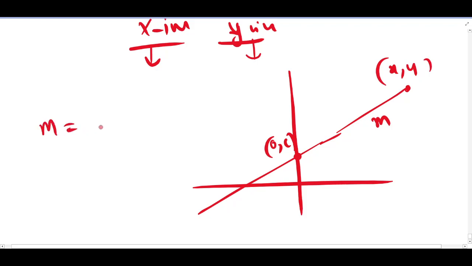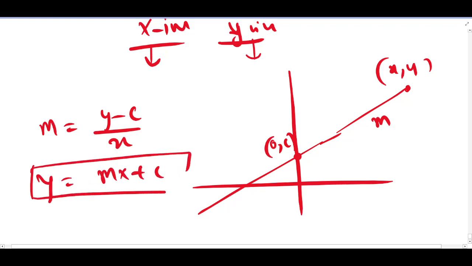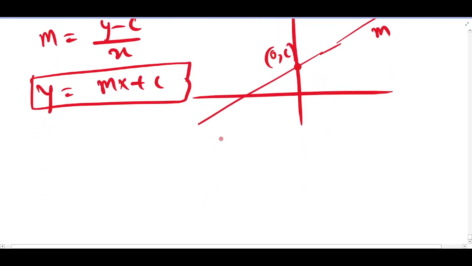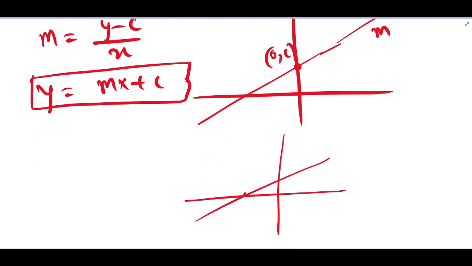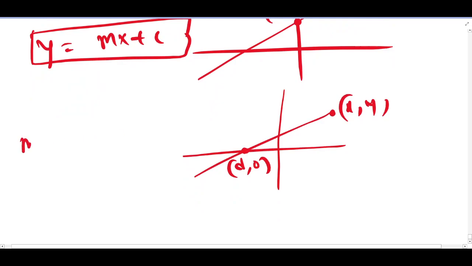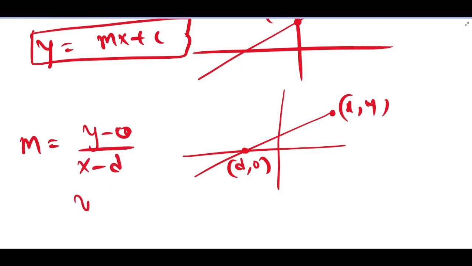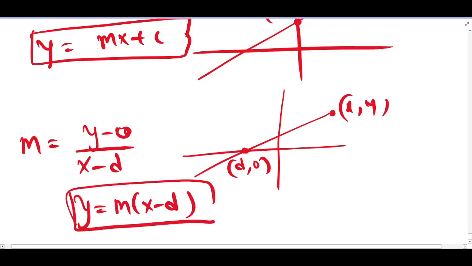So slope is given by y minus c divided by x. So y is equal to mx plus c. So this is the slope intercept form. We can also write in the form of x intercept. If we plot the x intercept at d comma 0 and consider any point x comma y, then the slope is given by y minus 0 divided by x minus d, where y is equal to m(x minus d). So these are two types of slope intercept form.